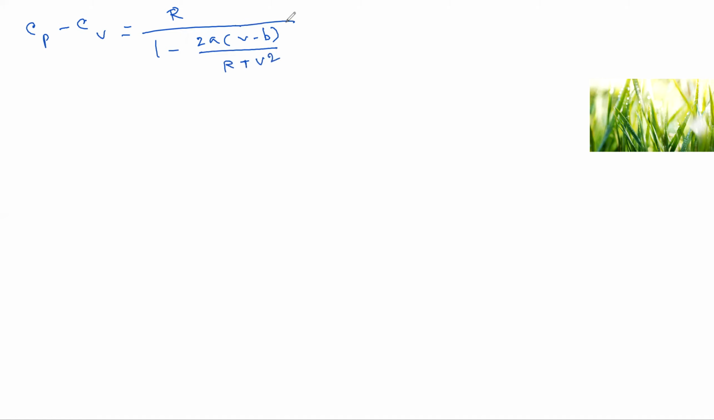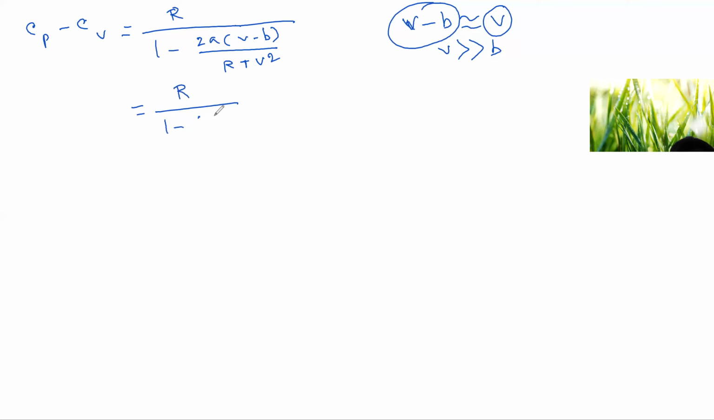So now we will assume that V minus b is equal to V, because V is much greater than b, so we can just take this assumption. We will take V minus b as V. So we can write it over here, R by 1 minus 2a by RTV, because we are cancelling this V minus b and V. We are taking V minus b as V. Okay, so we can write it R into 1 minus 2a over RTV, to the power minus 1.